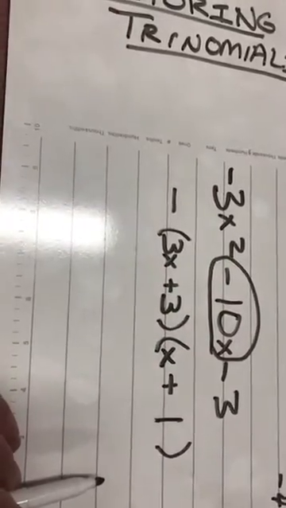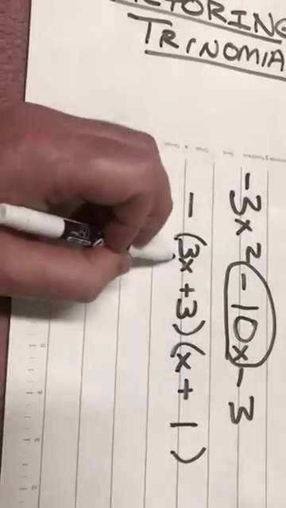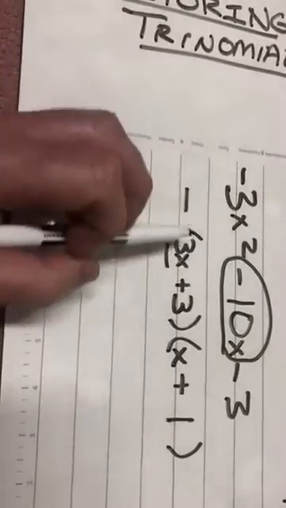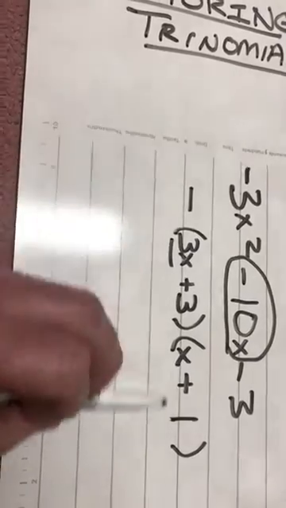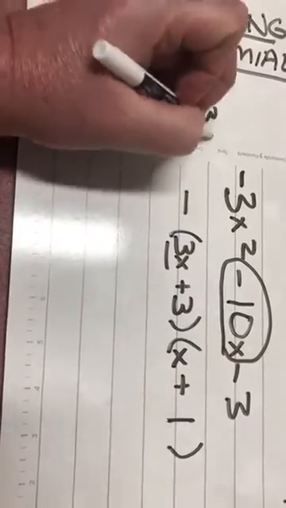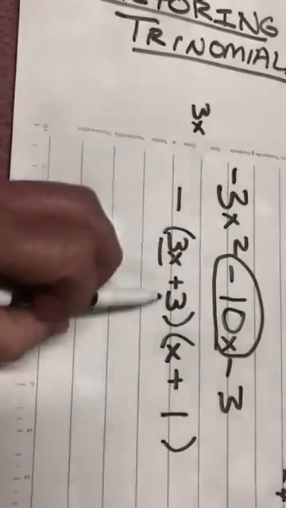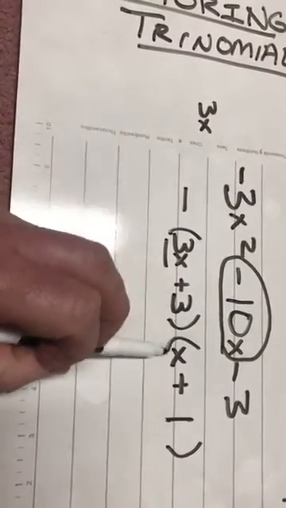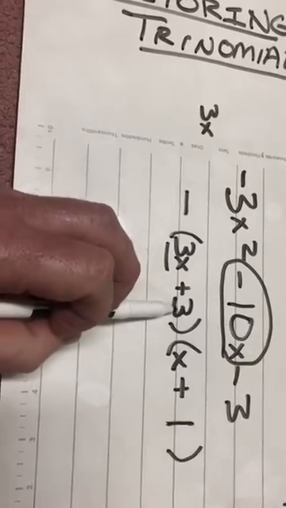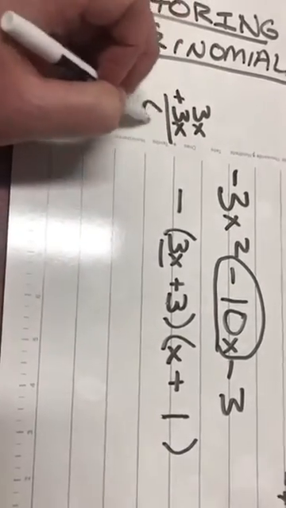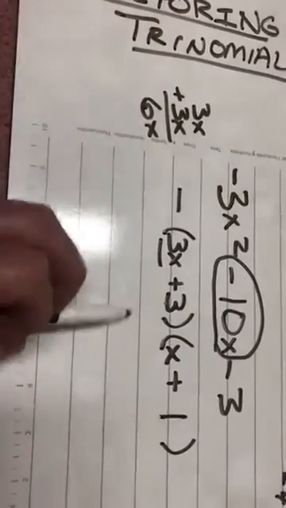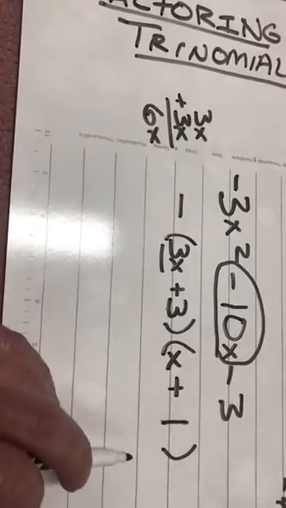So I'm thinking, okay, and this is where this number comes in. I do the outer part of the FOIL method, which is 3x times 1. 3x times 1 gives me 3x. I do the inner part of the FOIL method, 3 times x, which is also 3x. That only gives me a total of 6x, which means this cannot be the right answer.